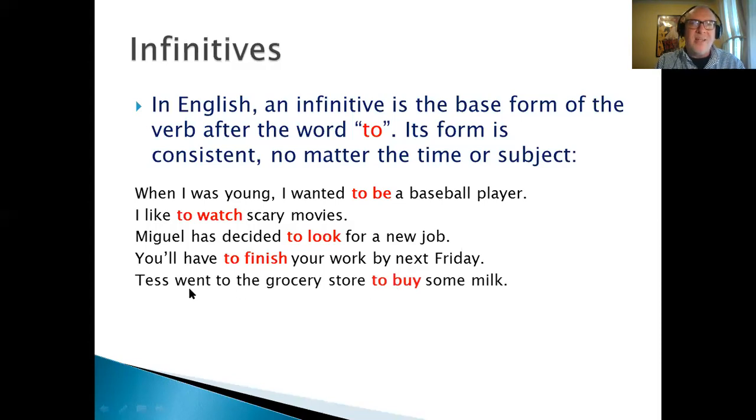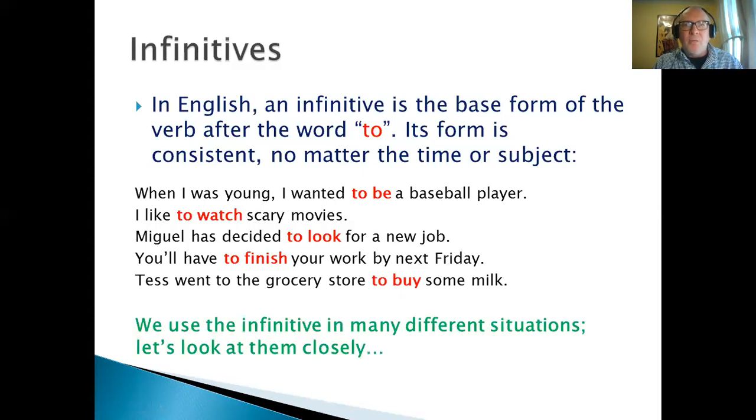This one is past. Tess went to the grocery store, but this one is infinitive, to buy. So again, don't worry about the infinitive. It never changes the form. It's always the same, no matter what. We use the infinitive in many different situations. Let's look at them closely. Let's see what we got here.